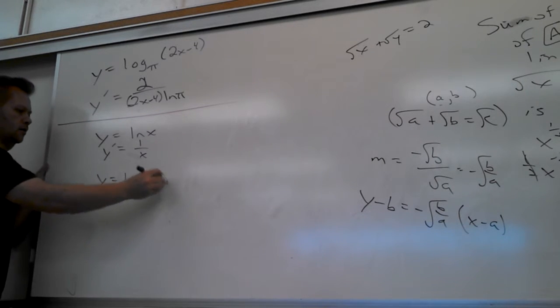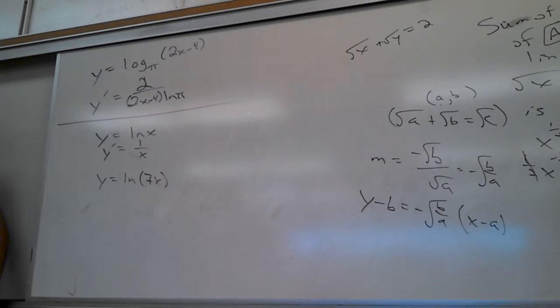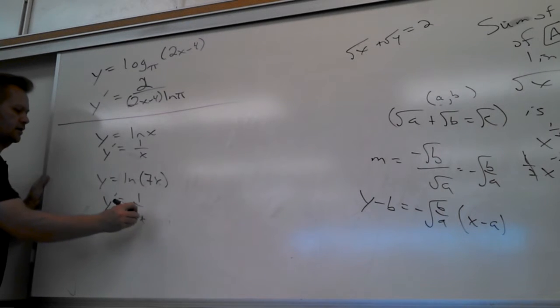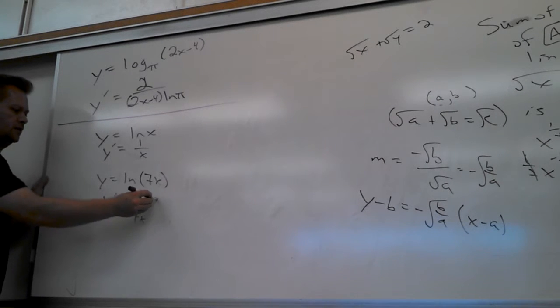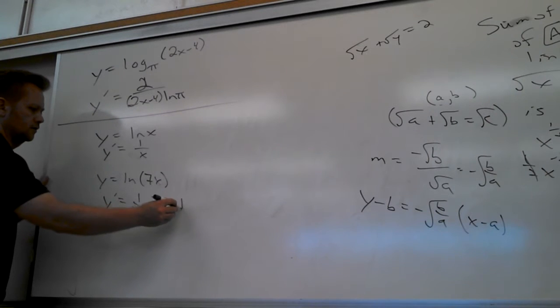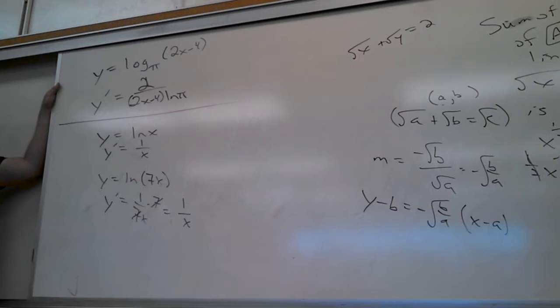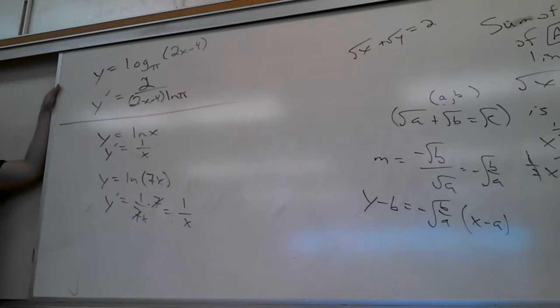The derivative of ln of 7x is 1 over 7x times 7. So it'll be 1 over 7x times 7, which is 1 over x. Holy shit. Do you understand? What does that mean? That the derivative of ln of x with any constant inside is itself.